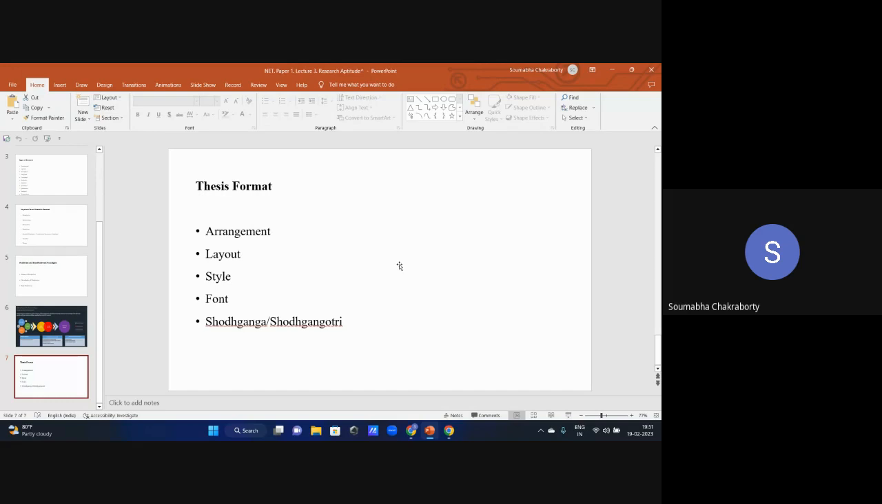Lastly, I wanted to talk about thesis format, but before that, I will talk about Shodh Ganga and Shodh Gangotri. Questions might come from this section. Shodh Ganga at the rate INFLIBNET, that is INFLIBNET. This is a center that provides a platform for research students to deposit their PhD thesis and make them available to the entire scholarly community in open access.